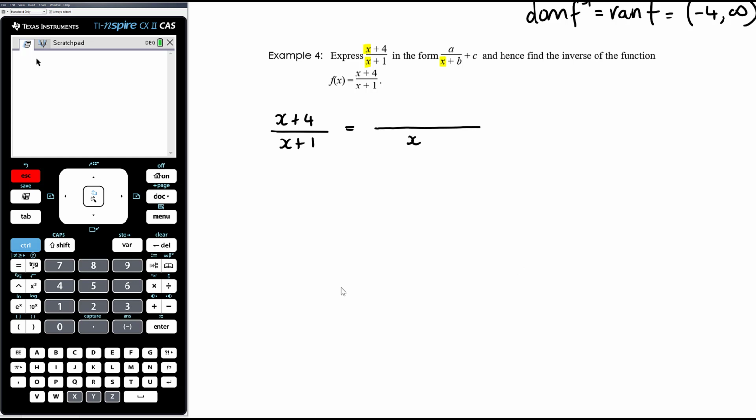Now, the only way we can cancel out x is if we have common factors, and given that there's no common factors in the denominator, we're going to need to have a whole x plus 1 in the numerator so that we can cancel it out. So we create that. Sorry.